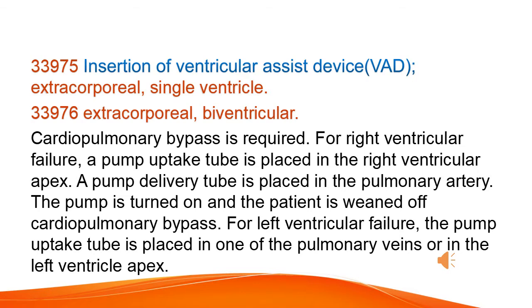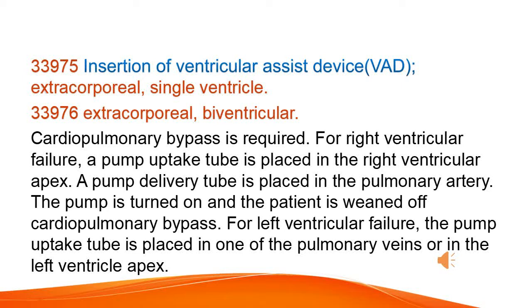Insertion of ventricular assist device, VAD, extracorporeal, single ventricle. Extracorporeal, biventricular. Cardiopulmonary bypass is required. For right ventricular failure, a pump uptake tube is placed in the right ventricular apex. A pump delivery tube is placed in the pulmonary artery. The pump is turned on and the patient is weaned off cardiopulmonary bypass.